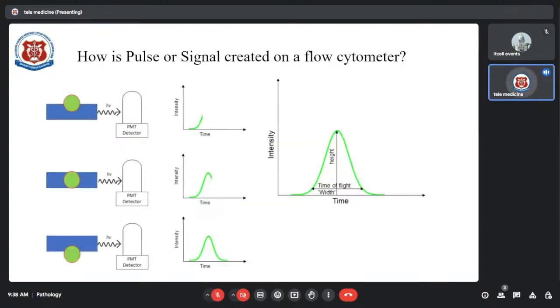So how is the pulse or signal created on the flow cytometer? This is a cell passing through a light source. As the cell enters, you will get the initiation of this curve. When the cell reaches the center of this light, you will see this curve reaching the peak, and as it moves away, it will start coming down. So this is how a pulse is generated. On the y-axis, you have the intensity, that is the number of antigens being expressed, and on the x-axis, you have the time.